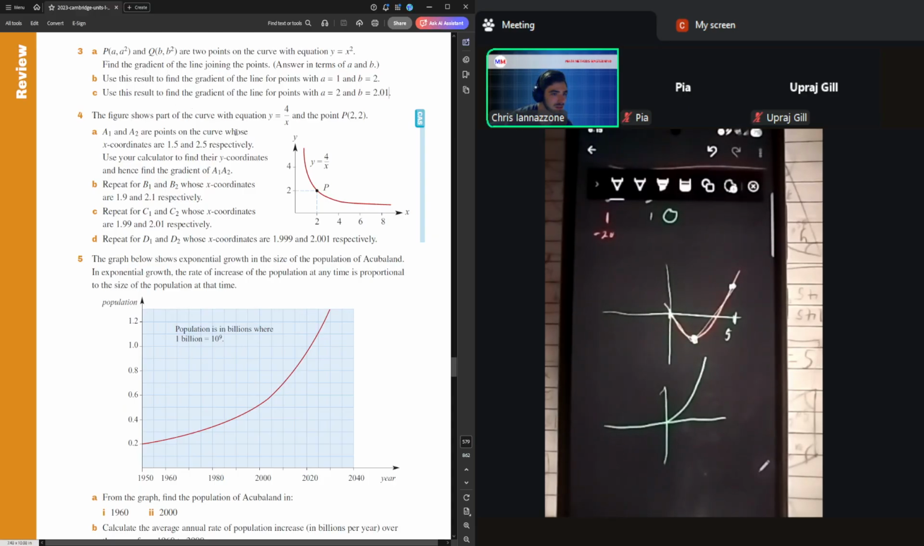These look identical, but you've now got a graph to work with. A1, A2 are points on the graph, so here and here-ish, and they're converging onto P, essentially. 1.5 to 2.5, you've got a gap of 1. 1.9 to 2.1, you've got a gap of 0.2, and then you can see the gap just gets smaller and smaller again.